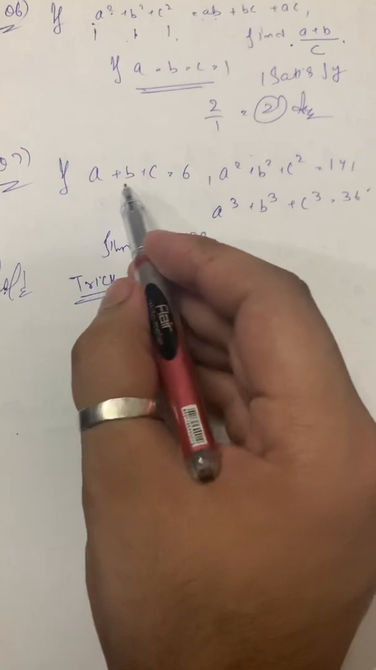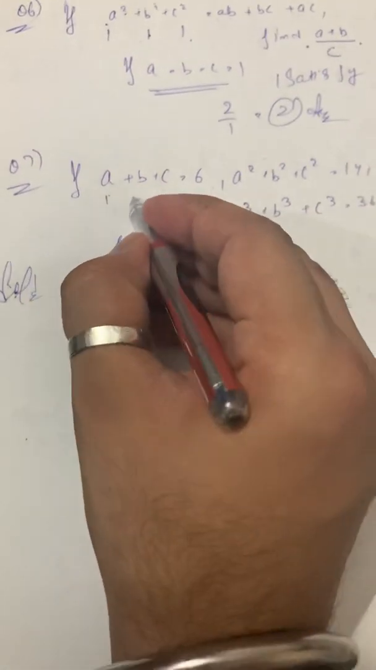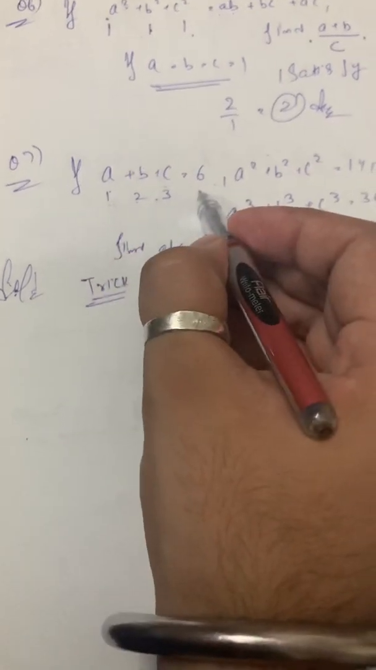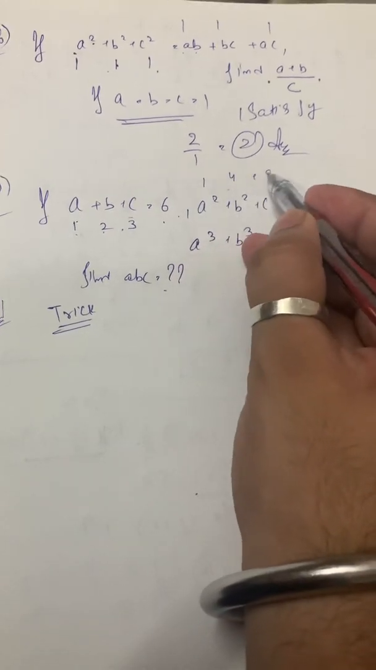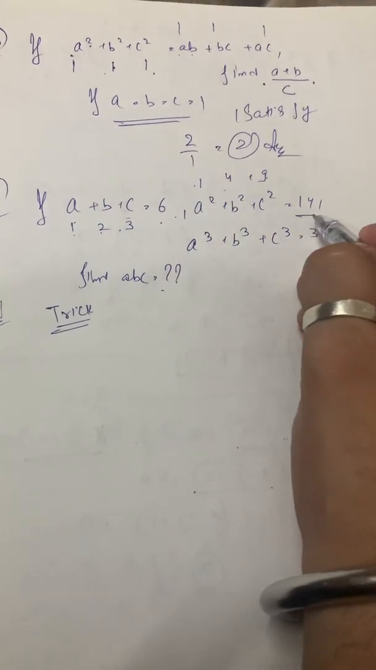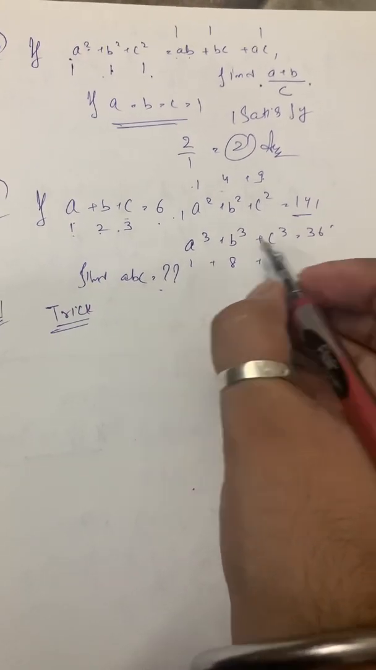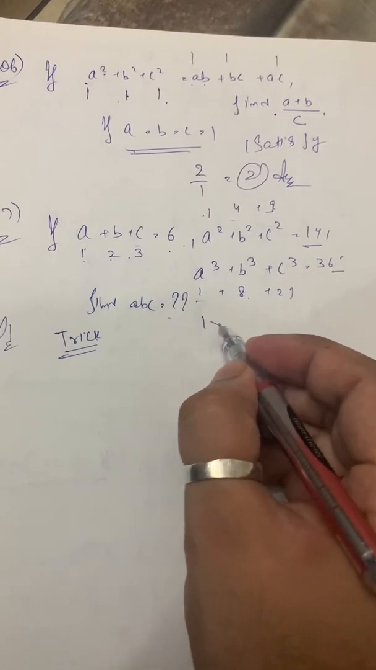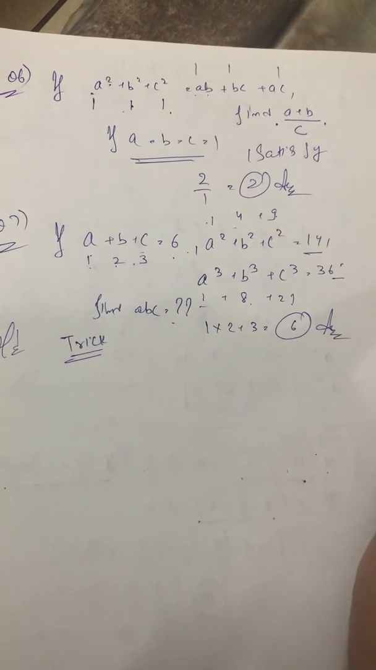So this is a plus b plus c equals 6. If I take a as 1, b as 2, c as 3, 3 plus 2 is 5, 5 plus 1 is 6, value satisfied. Now 1 square is 1, 2 square is 4, 3 square is 9, 9 plus 1 is 10 plus 4 is 14, satisfied. 1 cube is 1, 2 cube is 8, 3 cube is 27, 27 plus 8 is 35 plus 1 is 36, satisfied. a into b into c, 1 into 2 into 3, the answer will be 6, right?